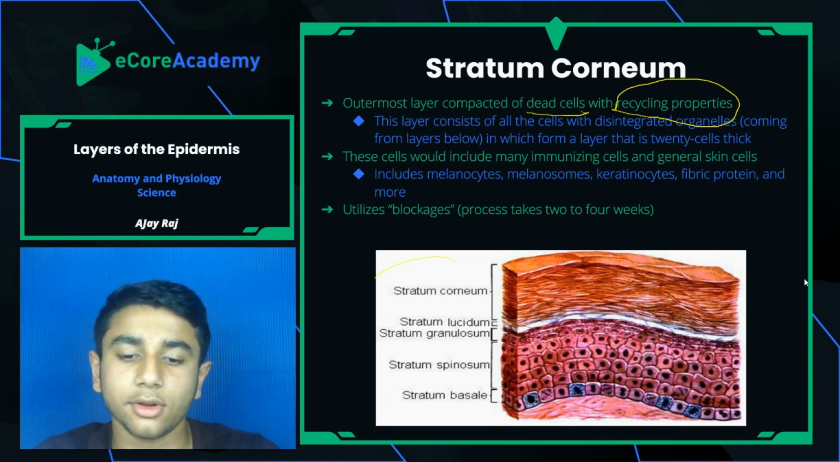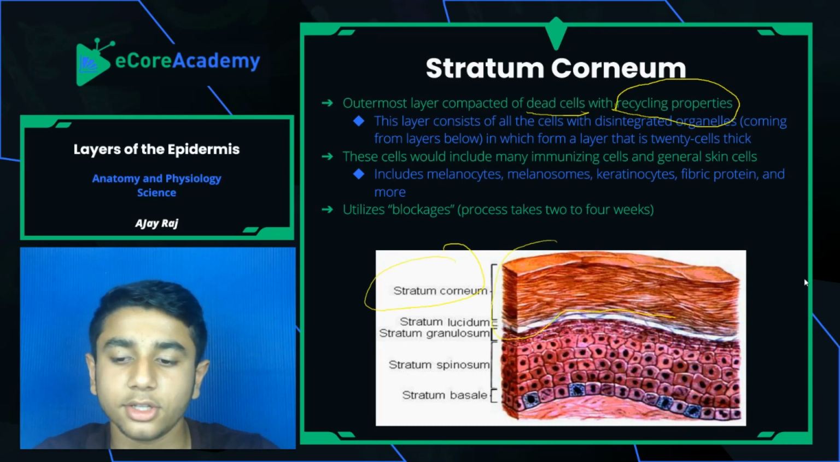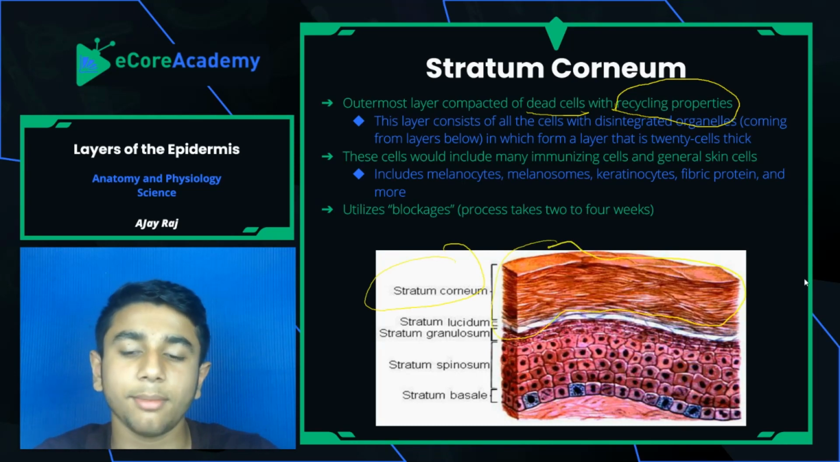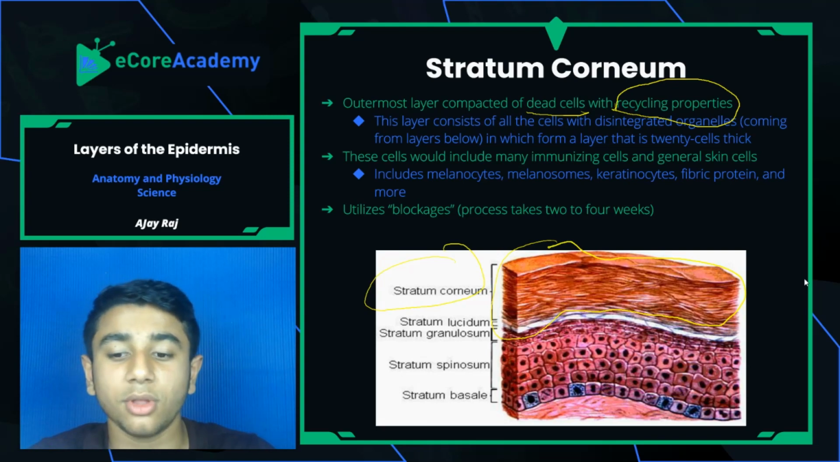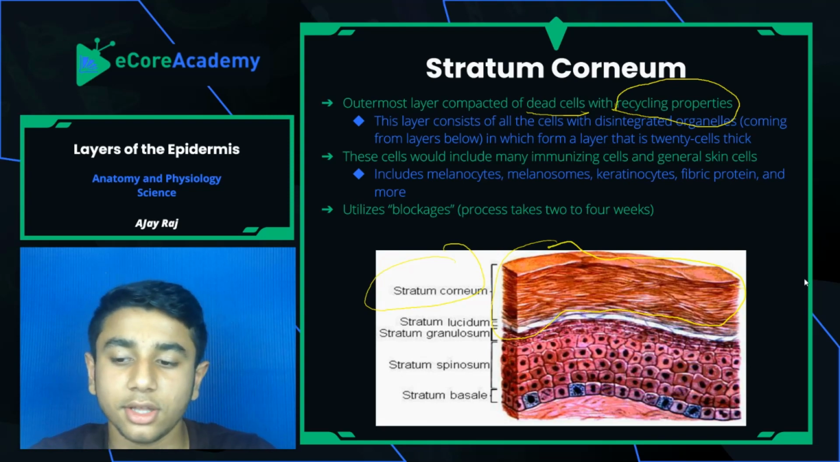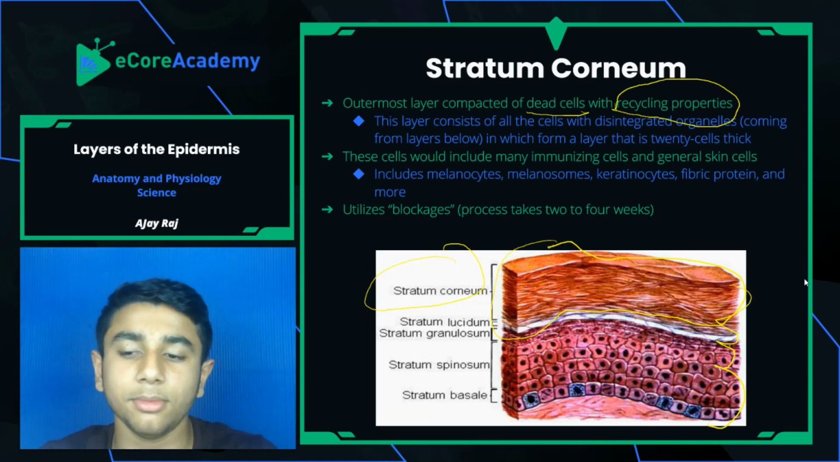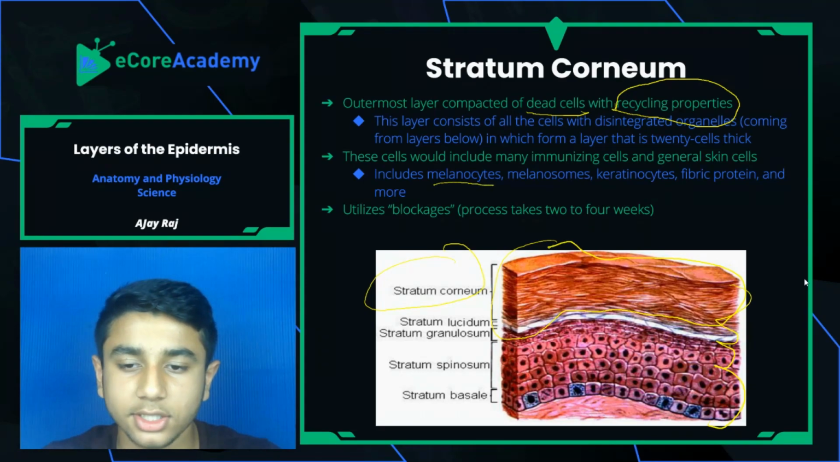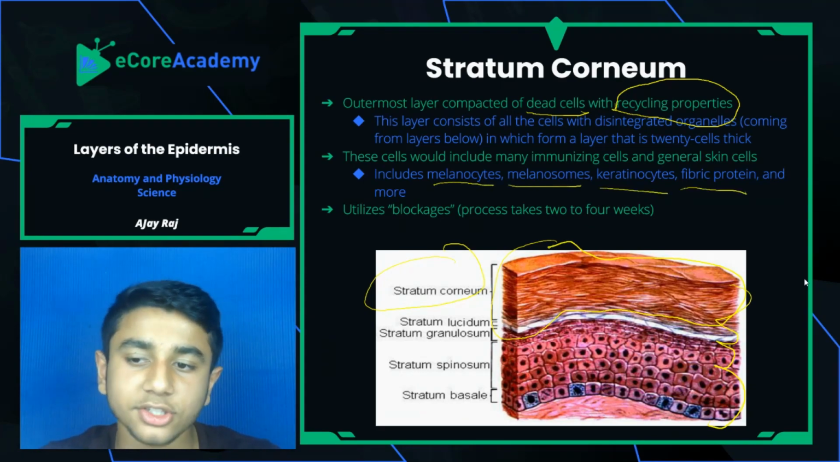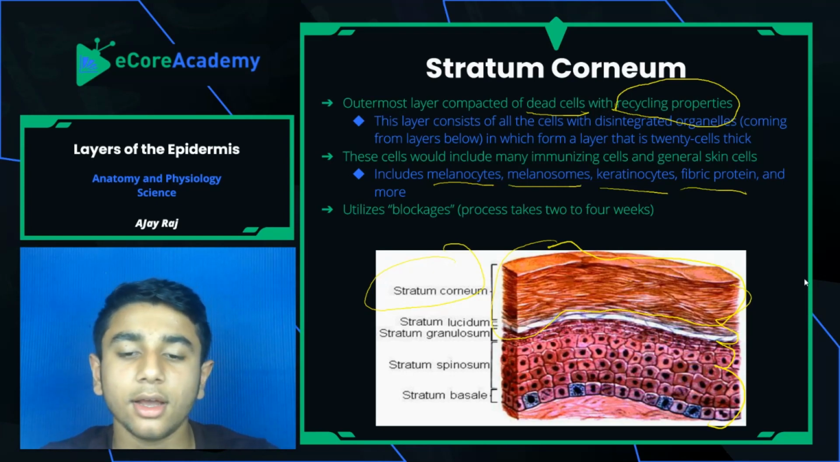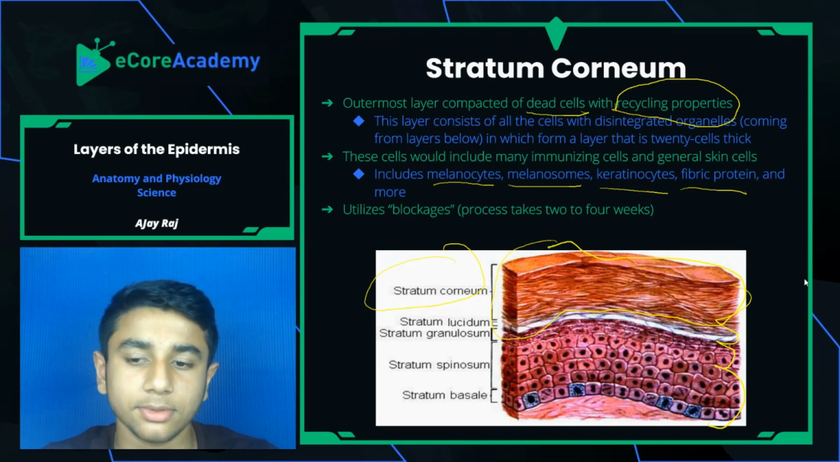So as you can see here in our stratum corneum, this is our very thickest layer right here. It's 20 cells thick. I know that might sound like a lot, but it's still a very small amount. But just in relation to these other layers, it's much larger. And these cells would include many immunizing cells and general skin cells, and they include melanocytes, melanosomes, keratinocytes, fibroprotein, and many more. And that's just cells in general. So it doesn't have to be a specific type of cell, and just not blood cells. That's the only type of cell that's not included.